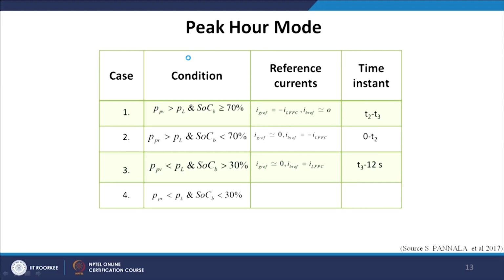My PV output is more than load or less than load, and the battery condition is whether it is more than 70 or less than 70, or more than 30 or less than 30. So those scenarios have been captured and the energy management has been performed during peak hour.